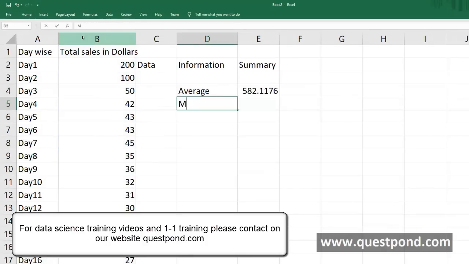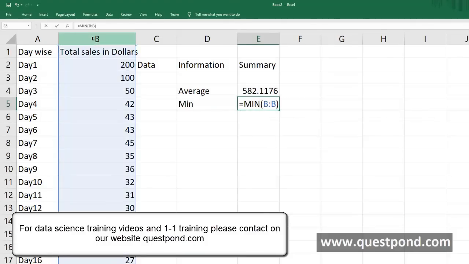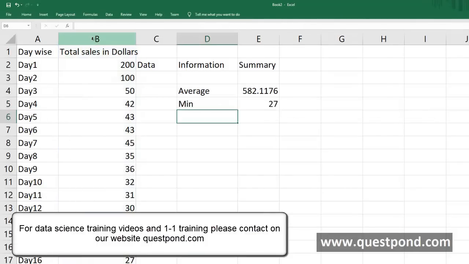I can also give him some information like, what is the minimum sales you have made at any given moment on these number of days. I can see here it is 27. And what is the maximum number of sales you have made? So I can say max of this.